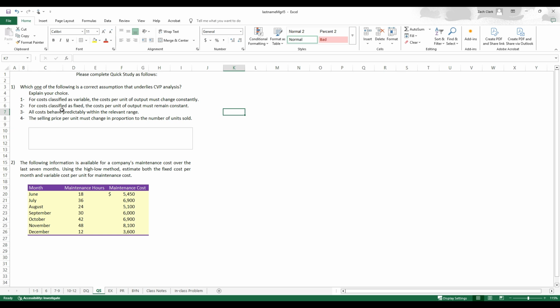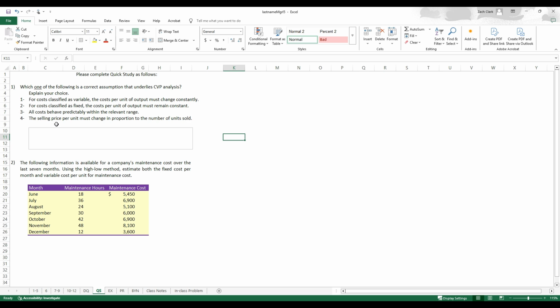Fixed costs will go down per unit as the amount of production increases within that relevant range. So number 2 says for costs classified as fixed, the cost per unit must remain constant. No, that's what I just said. It's kind of opposite. Those costs per unit will go down as more units are produced, but the total costs stay the same because they're fixed. Number 3 says all costs behave predictably within the relevant range. So that sounds pretty good. What does number 4 say? The selling price per unit must change in proportion to the number of units sold.